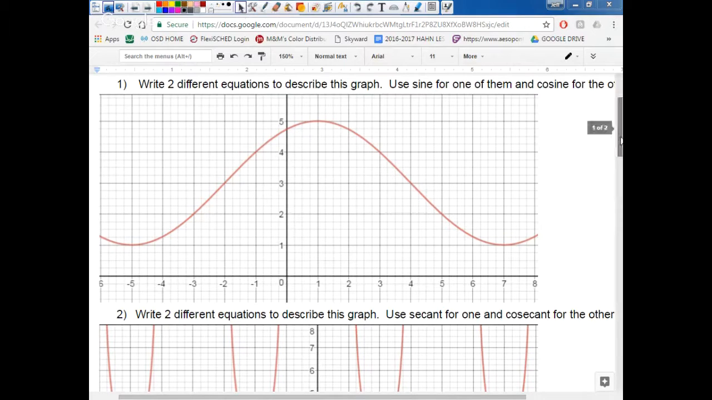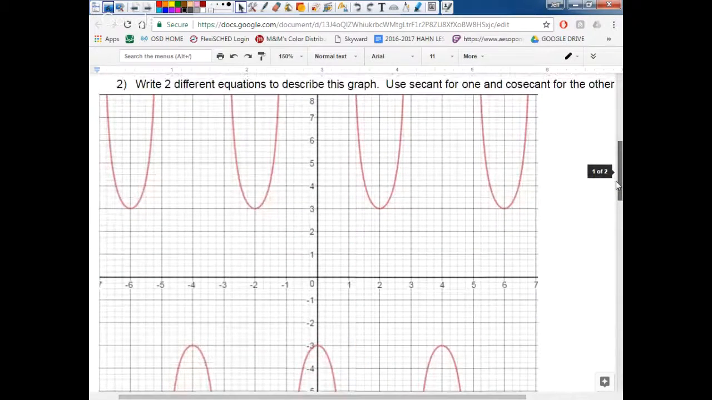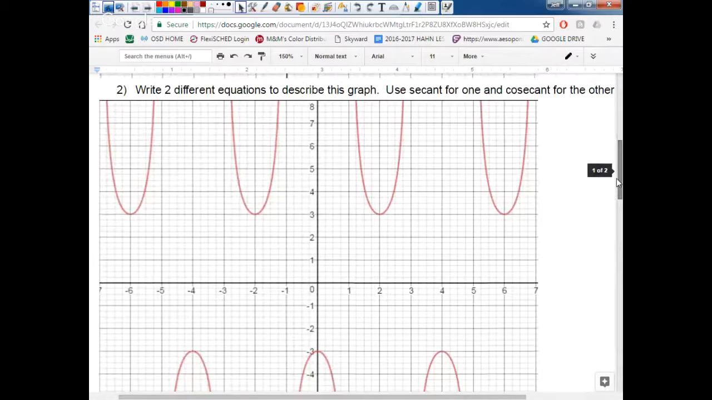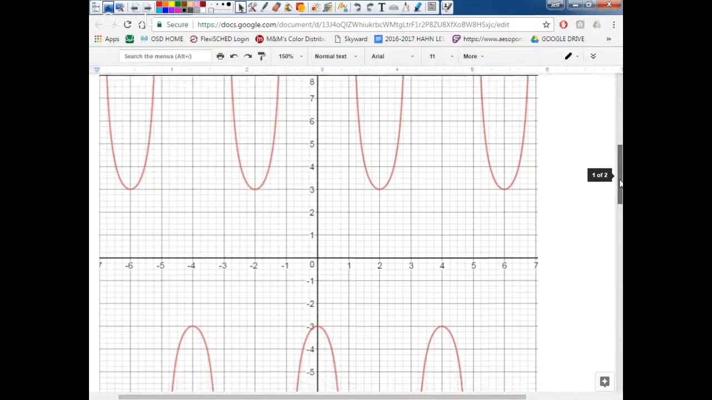Move to number 2. I've got a couple different ways. I'm going to write 2 equations, one for secant and one for cosecant, but kind of the same process applies. I need to know the midline of the graph. So if I look at this graph, the middle of this graph, from 3 to -3, from here to here, the middle of that is 0. So what that tells me is that we have a midline at 0.